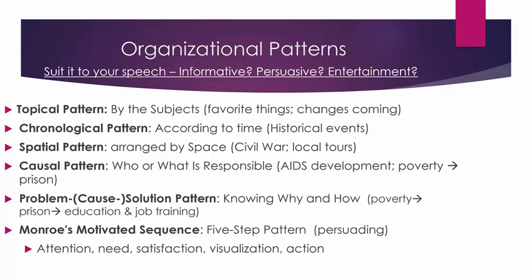So topical pattern, by topic, right? So if you have three things that don't really seem to be linked in any other way, or they're very disparate subjects, you're often using a topical pattern. Chronological pattern means by time. So if we're talking about historical events or things that have led up to now or things that are going to be happening in the future, chronological time is often something that's going to happen. So you're building the time on each other.